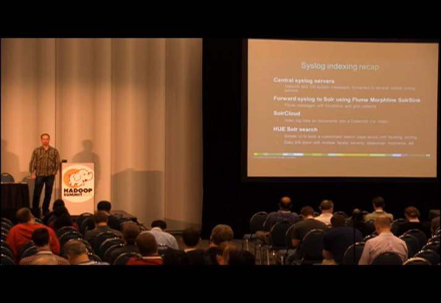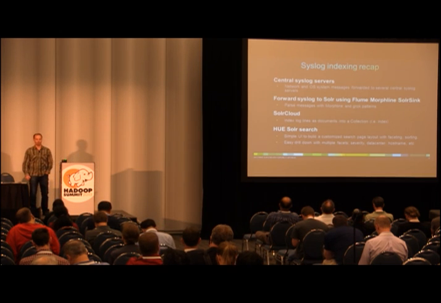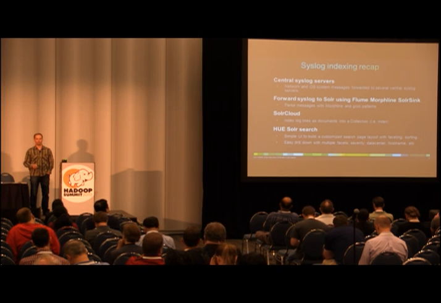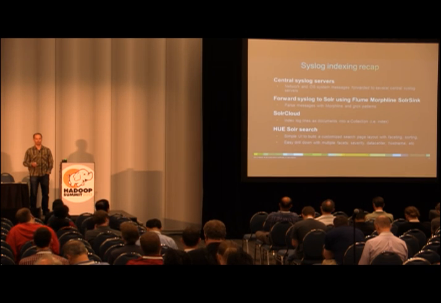Okay, recap about the syslog pipeline. So in this example, we have syslog coming from central syslog servers. It's forwarded to Solr using Flume, and specifically with the Flume Morphline Solr Sink, which makes it much easier to parse the events to SolrCloud, and then the client is done with the Hue Solr Search UI. I got some examples of that.